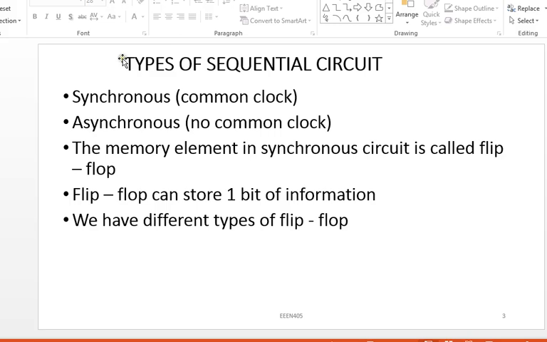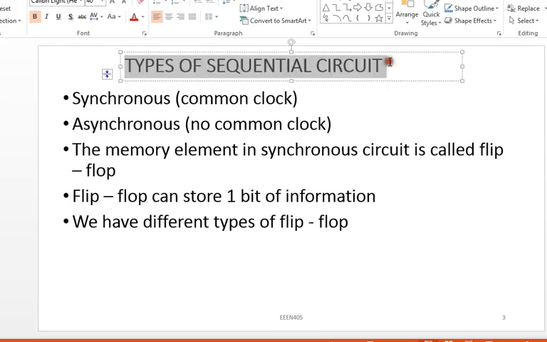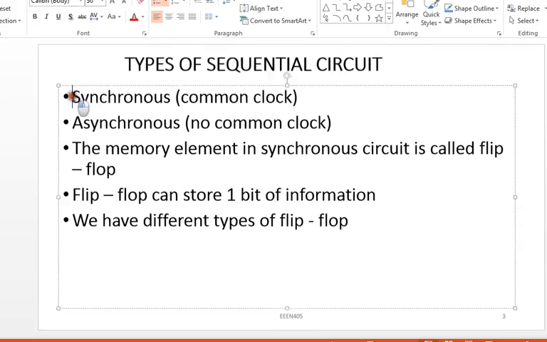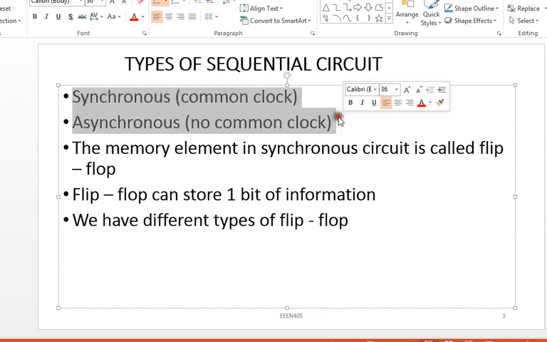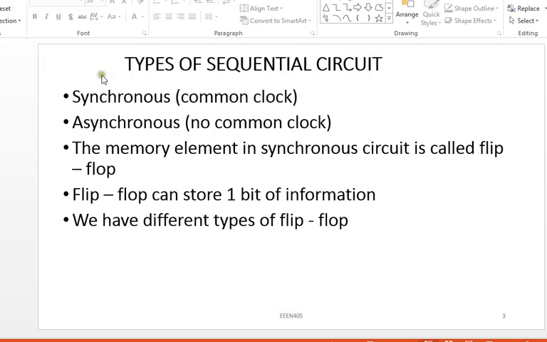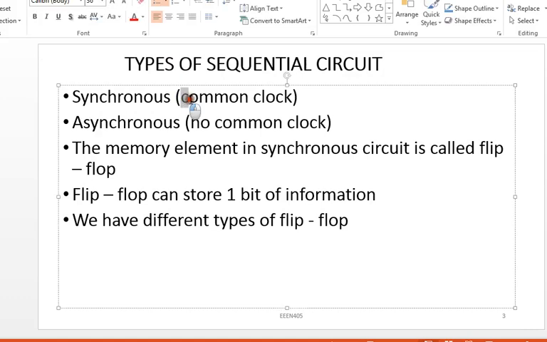Types of sequential circuits. This sequential circuit also is divided into 2 types: synchronous and asynchronous. The synchronous sequential logic are the ones that are operated using a single or a common clock. All the components in that circuit or in the system are operated using a common clock. While the asynchronous are the ones that don't have a common clock for their operation. Yes, they may have clocks at different points, but they don't have a single one driving all the components in the circuit.